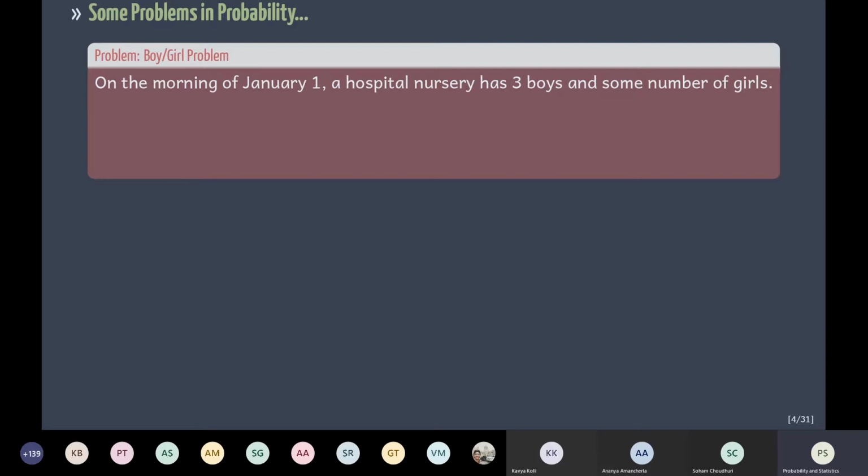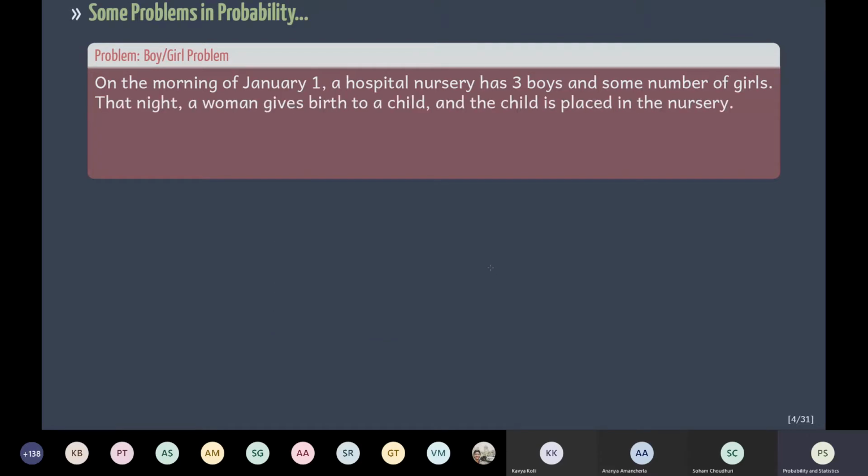Okay, so let us see this problem. On the morning of January 1st, a hospital nursery has 3 boys and some number of girls. Okay, on January 1st, so we can make a timeline. On Jan 1st, it has 3 boys plus some number of girls, like n number of girls.